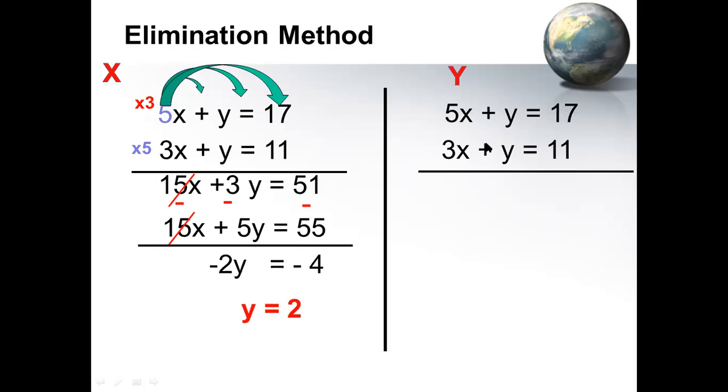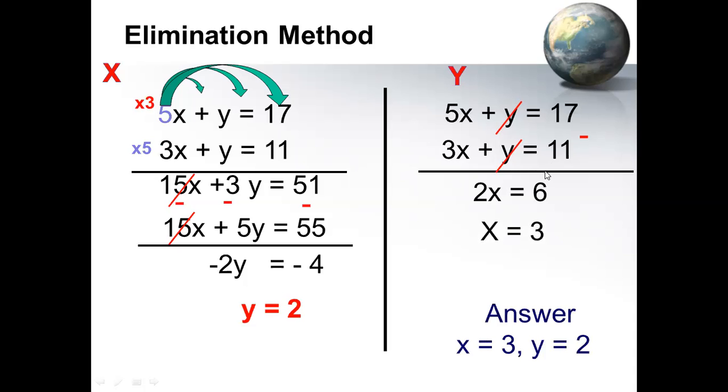Let's eliminate y. How am I going to eliminate y? Since y and y are the same number and the same sign, I'm going to subtract the two equations. So 5x minus 3x will be 2x, and 17 minus 11 will be 6. So x will be 3. So the answer is x equals 3 and y equals 2.